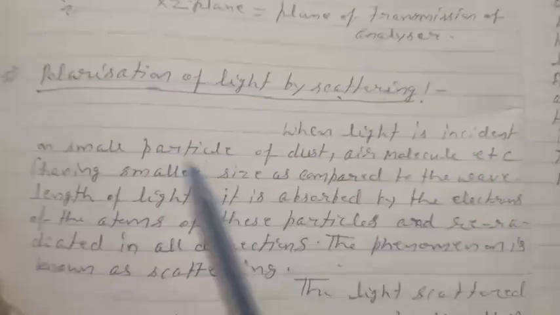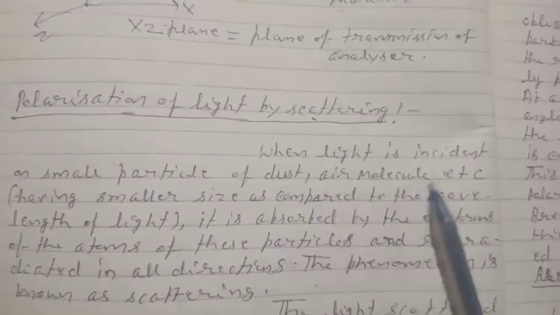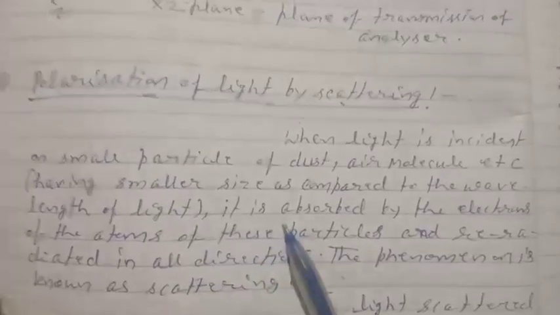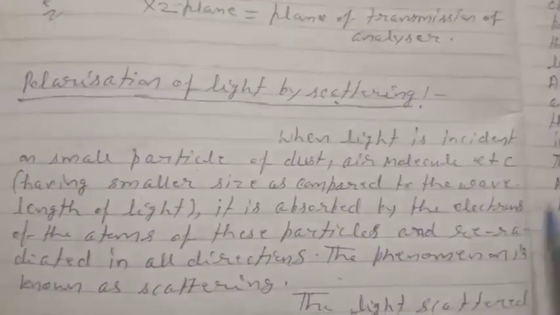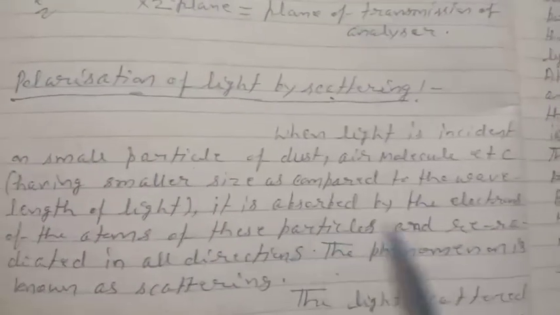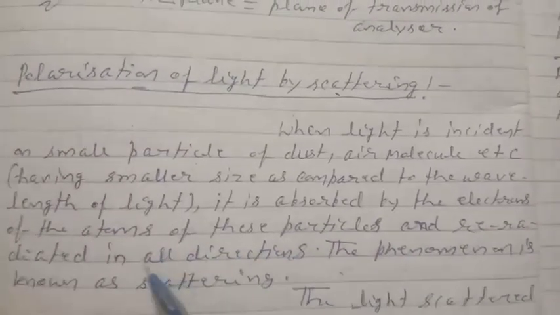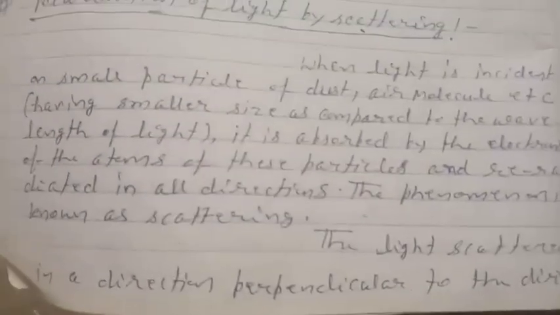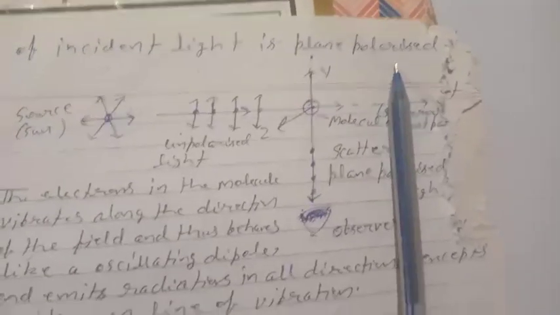Now, polarization of light by scattering. When light is incident on a small particle of dust, air molecule etc., having a smaller size as compared to the wavelength of light, it is absorbed by the electrons of the atoms of these particles and re-irradiated in all directions. The phenomenon is known as scattering. The light scattered in a direction perpendicular to the direction of incident light is plane polarized.